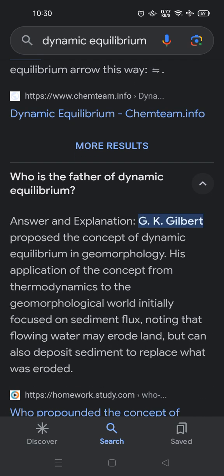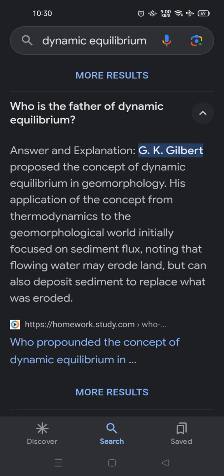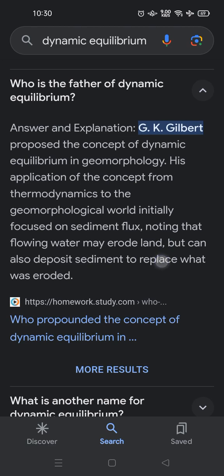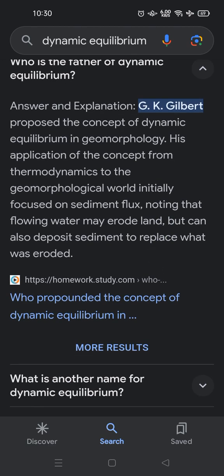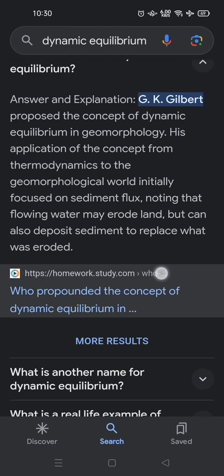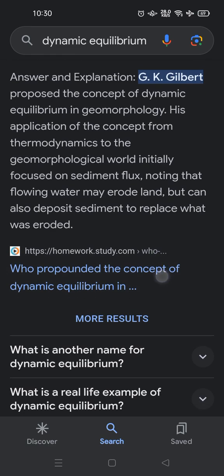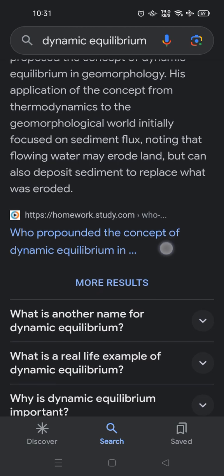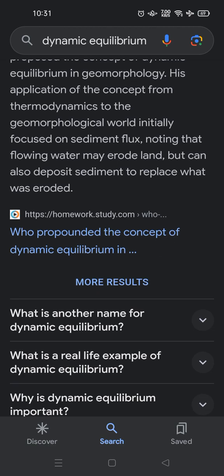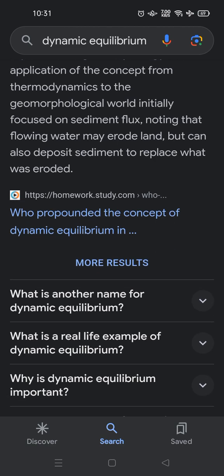Who is the father of dynamic equilibrium? G.K. Gilbert proposed the concept of dynamic equilibrium in geomorphology. His application of concepts from thermodynamics to the geomorphological world initially focused on sediment flux, noting that flowing water may erode land but can also deposit sediment to replace what was eroded.